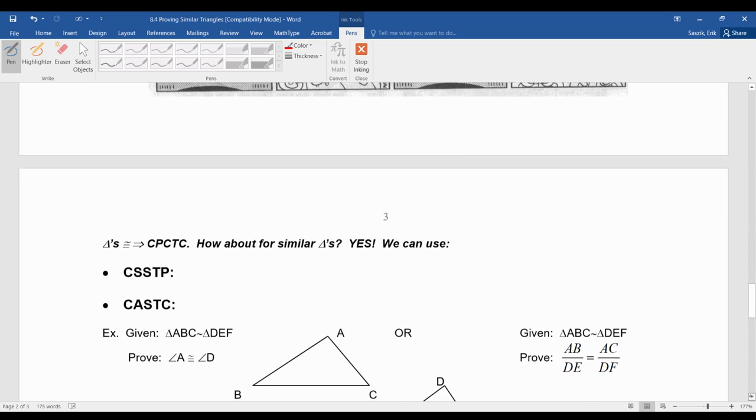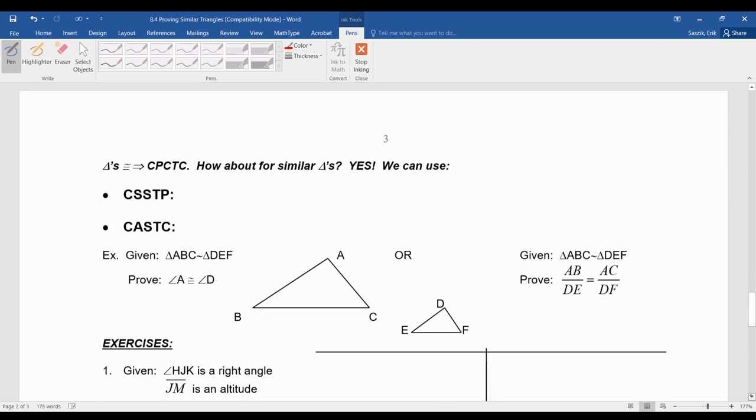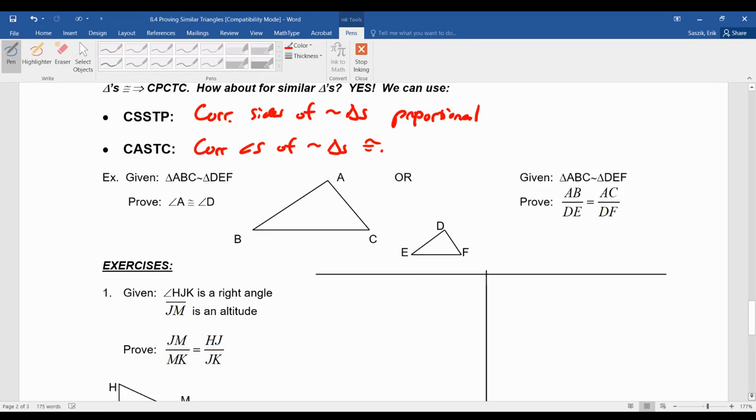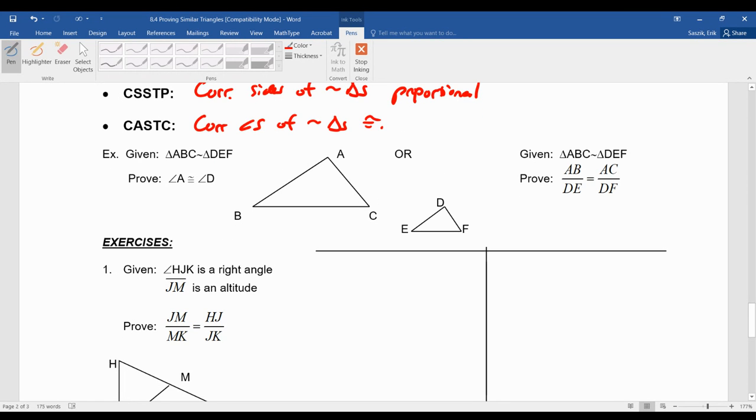So I've already alluded to these two things here, right? That problem kind of got ahead of it in the previous page. So this is, again, corresponding sides of similar triangles proportional. This is corresponding angles of similar triangles congruent. Okay.